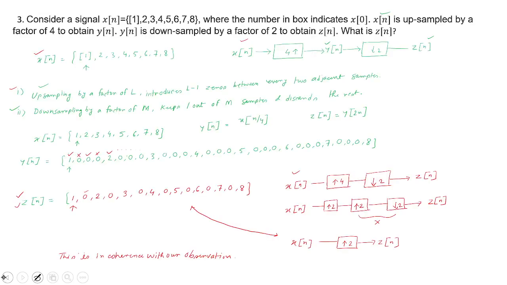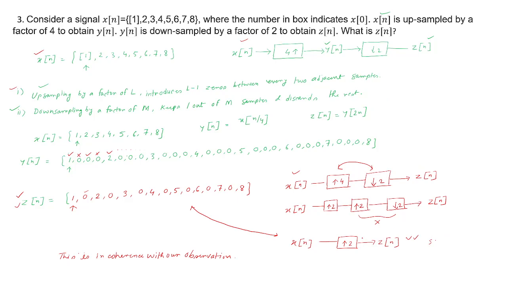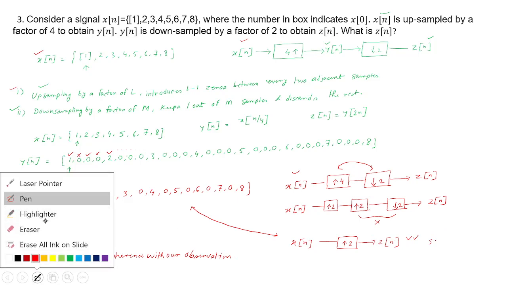By the way, a small thing here. If the order of the blocks is reversed here, do you think that this assumption still holds? I mean, if I put this downsampler block here and the upsampler block here, do you think this is going to still hold? Let me write it down. What my question is.